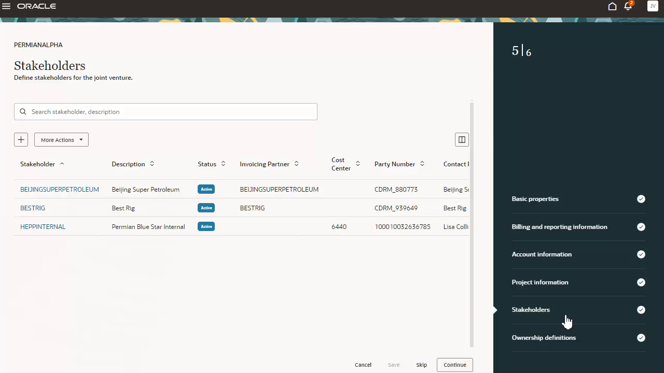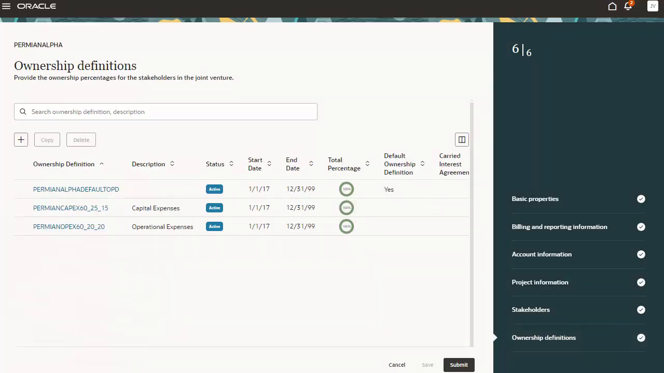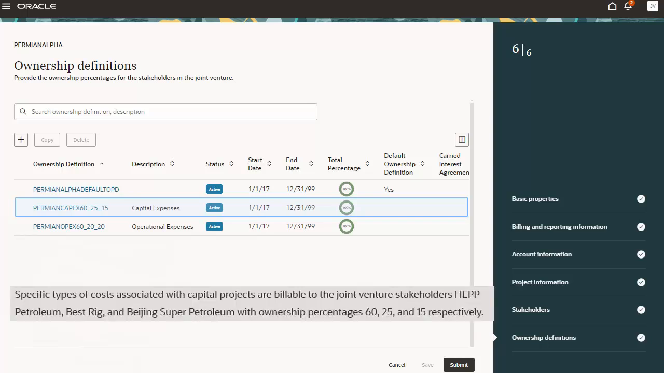Let's look at the ownership definitions. There are 3 ownership definitions. This is the ownership definition for the capital expenses. According to the joint operating agreement, specific types of costs associated with capital projects are billable to the joint venture stakeholders HEPP Petroleum, Best Rig, and Beijing Super Petroleum with ownership percentages 60, 25 and 15 respectively.